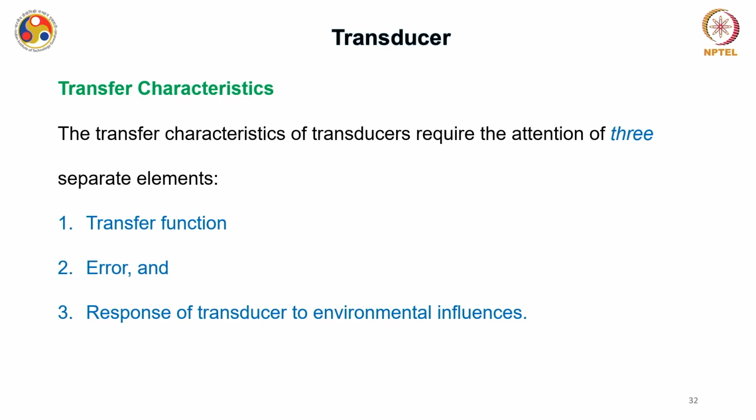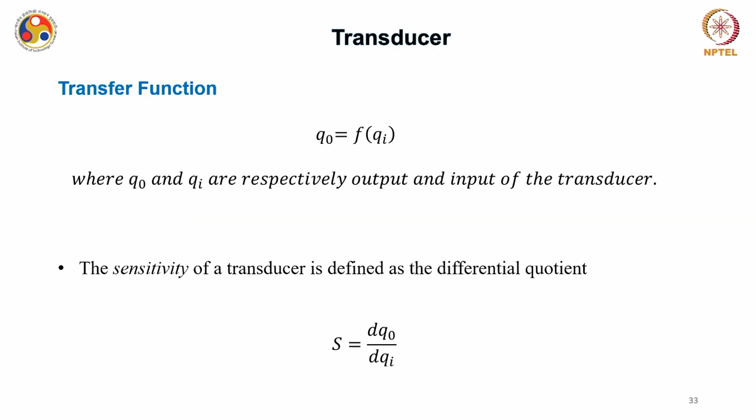The transfer characteristic of a transducer requires attention to three separate elements. The first is the transfer function itself, the second is the error, and the third is the response of the transducer to the environment or ambient influences. Let's try to understand the transfer function, because this is what actually governs the calibration and other things associated with the transducer. The transfer function can be defined as the output as a function of the input, where Qo and Qi are the output and input of the transducer, and the ratio of these gives you the transfer function.